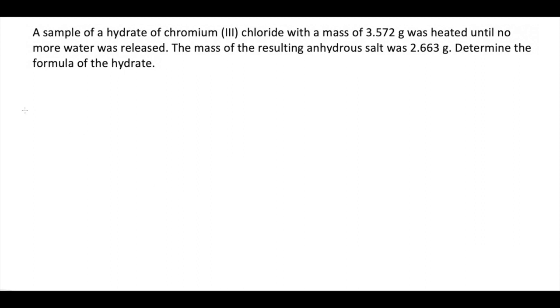This problem says a sample of a hydrate of chromium 3 chloride with a mass of 3.572 grams was heated until no more water was released. The mass of the resulting anhydrous salt was 2.663 grams. Determine the formula for the hydrate. So a couple things I want to point out first. This word anhydrous right here means without water. So this is the mass of the dry salt. After we heated it up, all of the water evaporated out of that compound, and now there's no water left, so it's the dry salt.